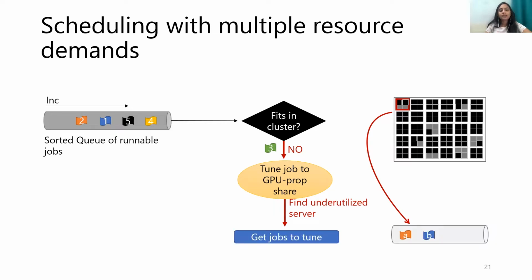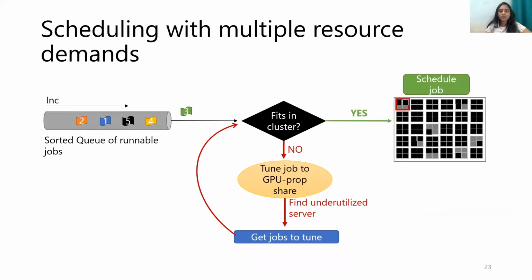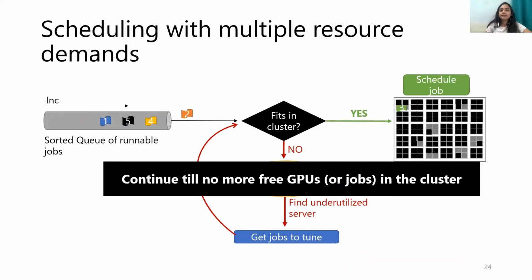And we have to find the set of jobs in these servers that have been allocated more than their proportional share of auxiliary resources. We pick these jobs that have over-allocated auxiliary resources, and we switch them to their GPU proportional shares. We keep doing this as long as we have freed up enough auxiliary resources for this new job to fit. At this point, when we retry the placement decision, we will be able to place the current job on the newly freed up server. And this scheduling mechanism continues until there are no more free GPUs or no more waiting jobs in the cluster.